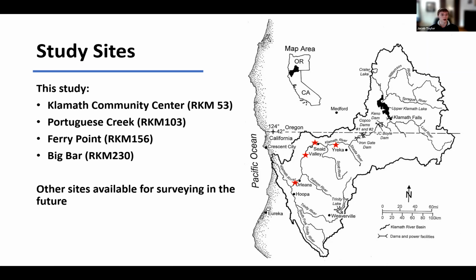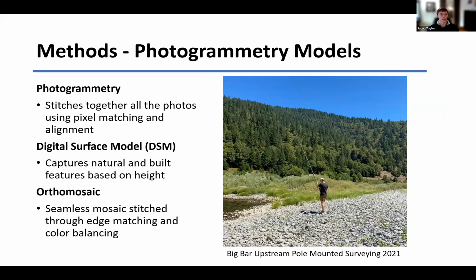In the future, there are several other sites that will be included in the repeat surveys that we were not able to get to before the fire season began in 2021. But in the future, there are 11 study sites of interest for monitoring these textural changes. Starting now with the methods of the project.